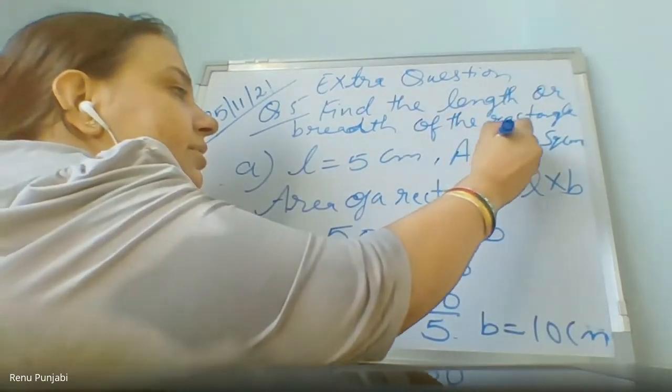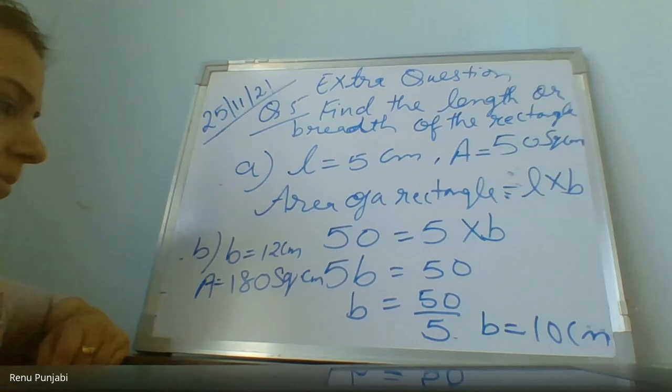Ma'am, what is written there after length is equal to 5 centimeter, A is equal to 50 square centimeter? Ma'am, the answer of B, length will be 15 centimeters. What is the answer? 15 centimeters.